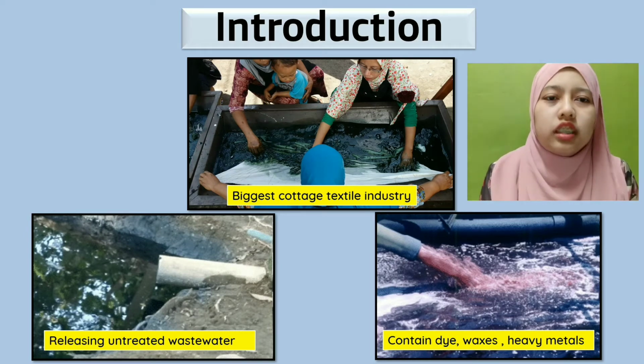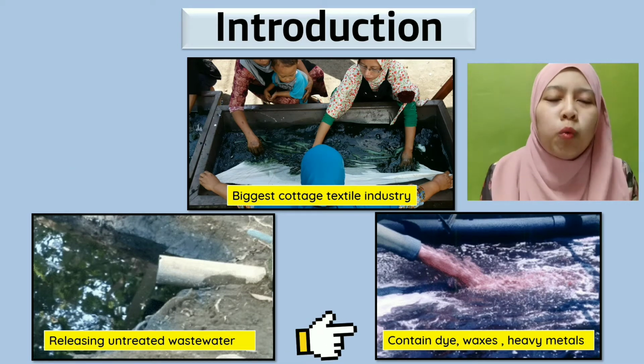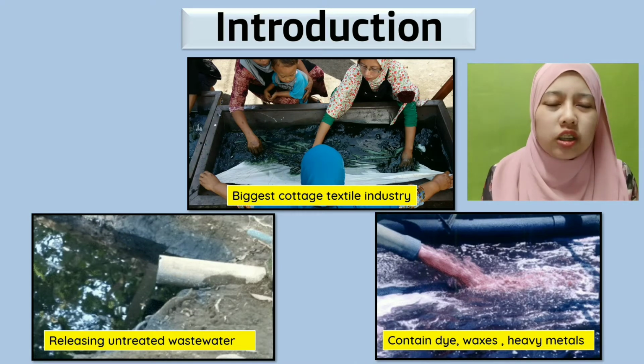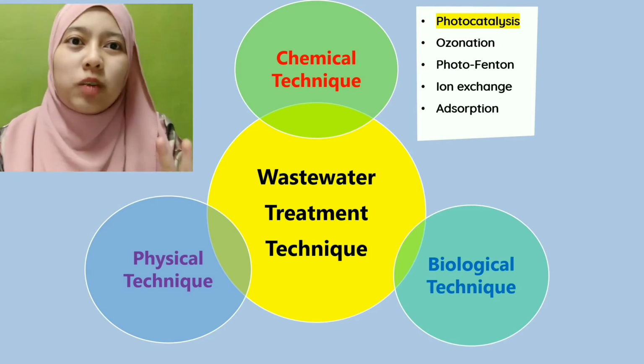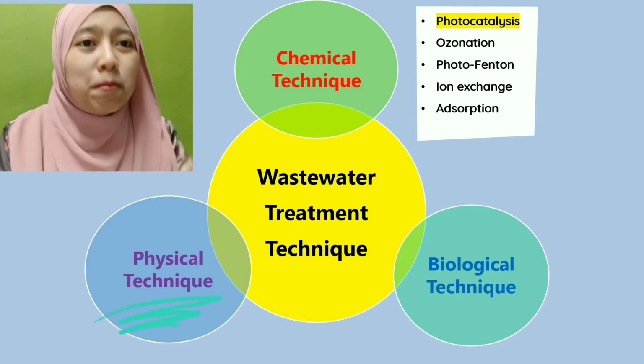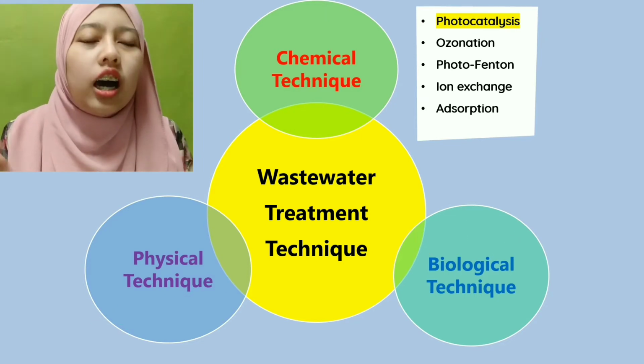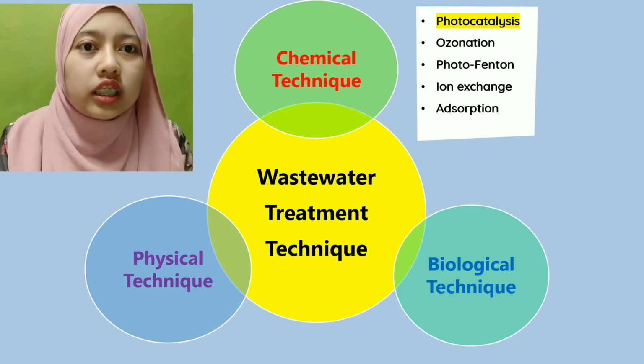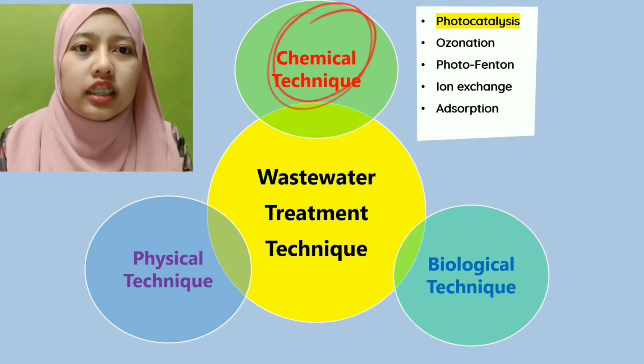The locals use traditional methods for producing batik, thus releasing untreated wastewater that contains dyes with heavy metals and high COD and TSS contents. These effluents are known to be one of the most difficult to treat. There are three types of wastewater treatment techniques, which are chemical, physical, and biological techniques. However, we are going to focus only on chemical techniques.